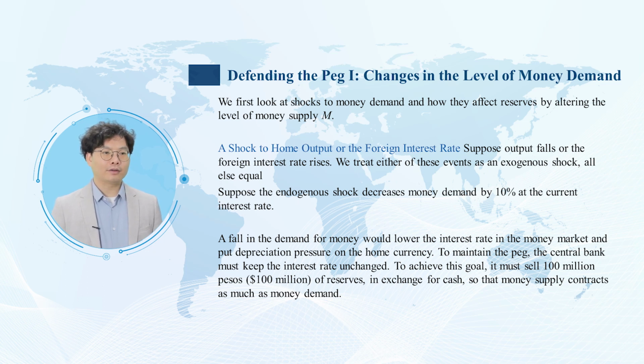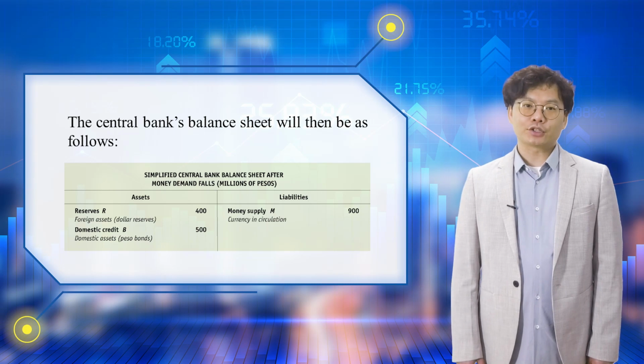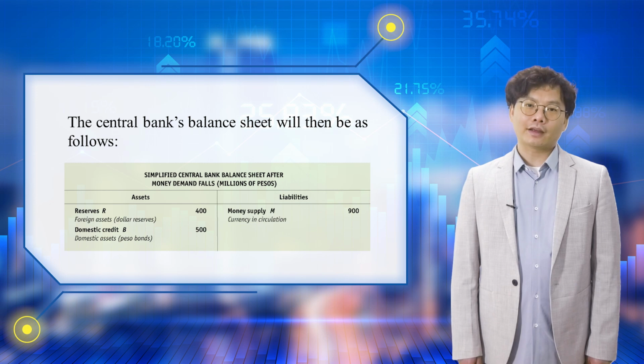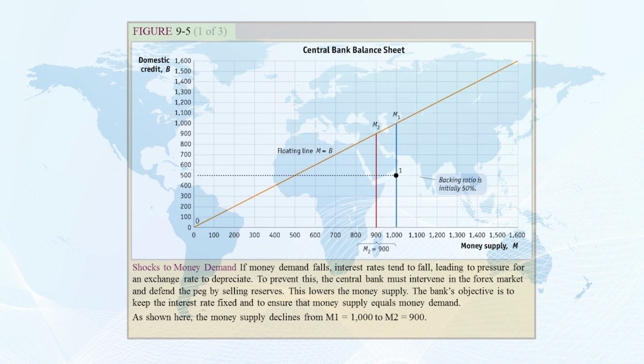To maintain the peg, the central bank must keep the interest rate unchanged. To achieve this goal, it must sell $100 million of reserves in exchange for cash. Thus, the money supply is as much as money demand, and the central bank balance sheet becomes as follows. You may look at this figure and analyze it in detail. Figure 9-5 has shown the above process vividly to us.